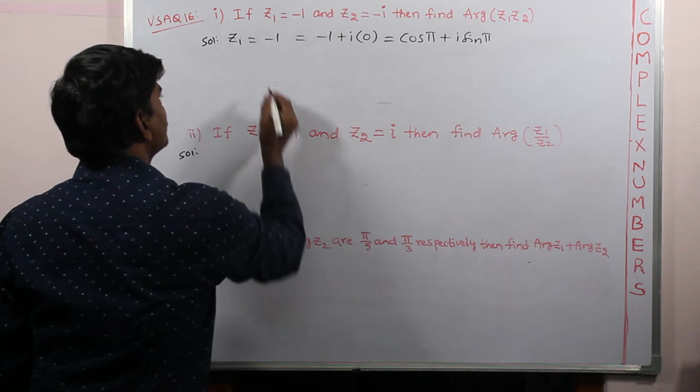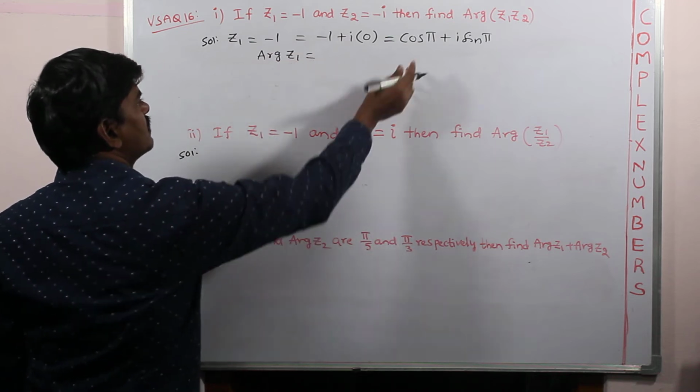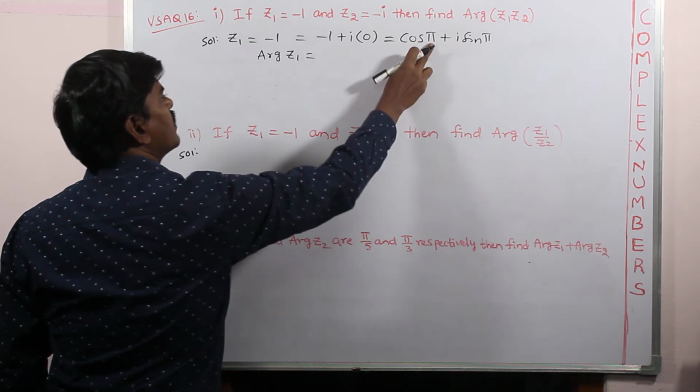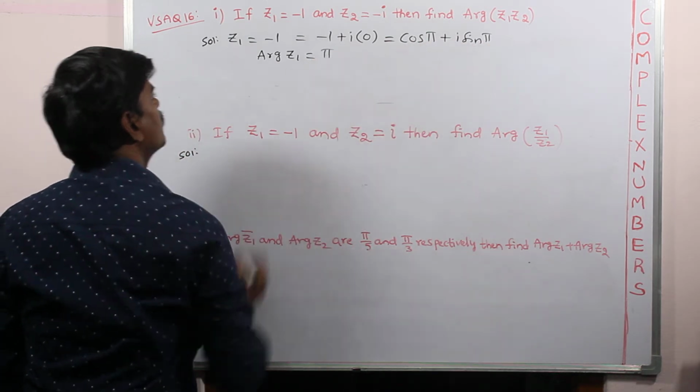Now I can write arg z1. Arg z1 is nothing but theta. In place of theta we have pi here and here. So that's why arg z1 is pi.